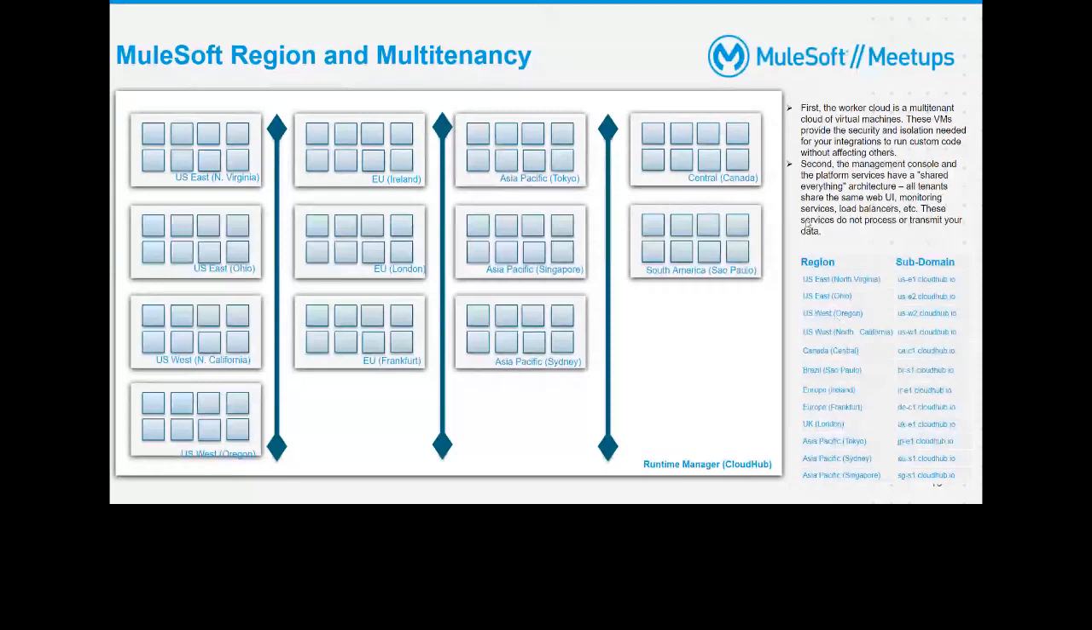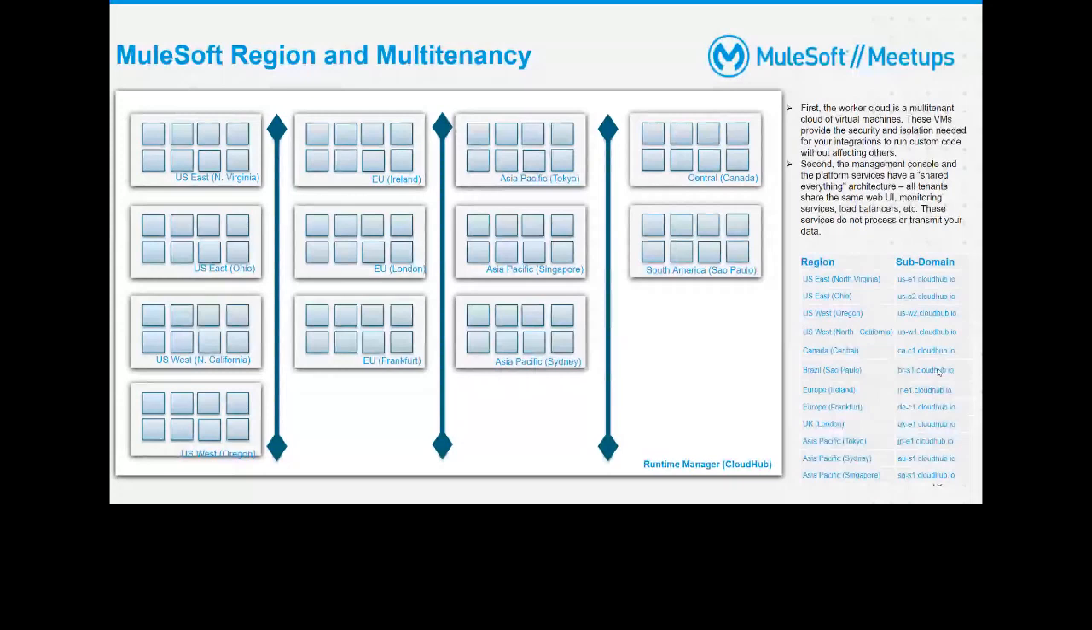MuleSoft is available in 12 different regions, and each has its own subdomain. US East 1.cloudhub.io for US East, and for Asia Pacific Singapore we have ap-southeast-1.cloudhub.io. This is the shared load balancer URL. So when you deploy an application, what URL do you get? appname.region.cloudhub.io. It's the same URL.